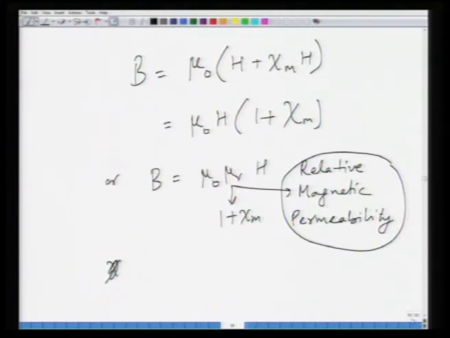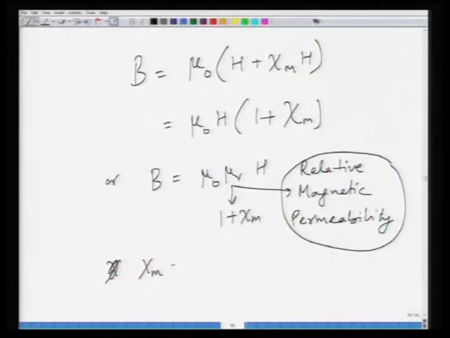Okay. So, now in general both permeability as well as susceptibility are vector quantities. So, as a result they are tensors. In most cases what we assume is that these vectors are collinear. So, as a result we do not typically use the vector notation, but strictly speaking you have to use the vector notation. Now, naturally chi m is equal to 0 for vacuum.